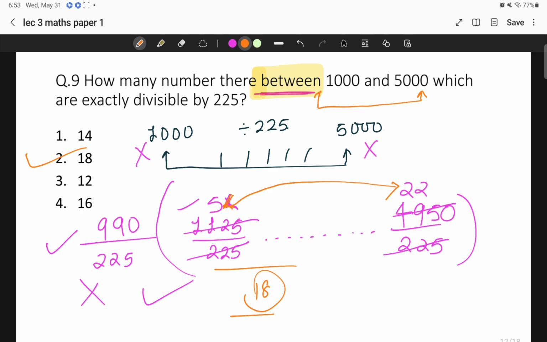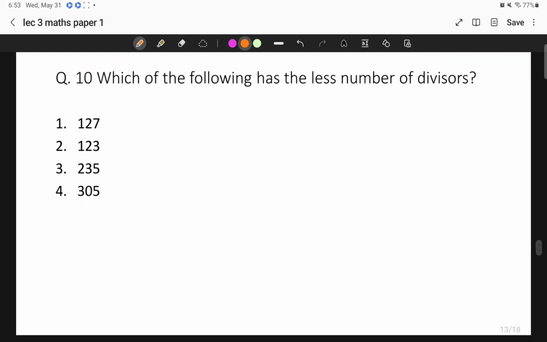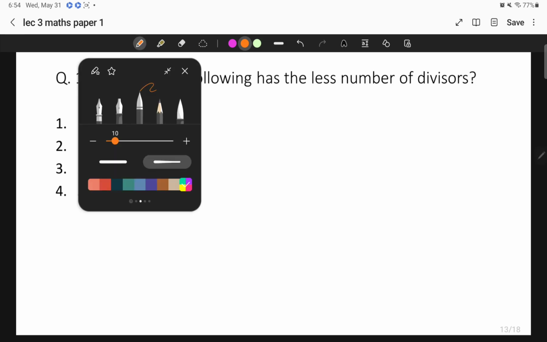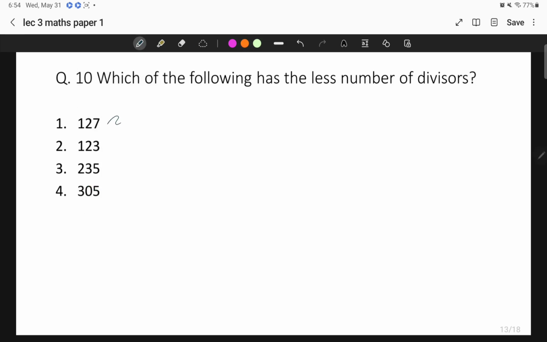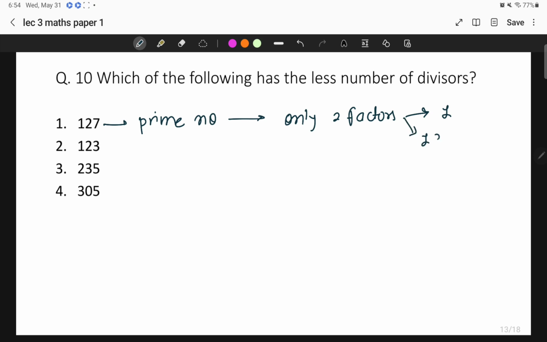Okay, moving on to the next question now. Which of the following has the least number of divisors? Let us see option-wise. The first option is 127. 127 is a prime number, and we know the definition of a prime number: a number having only two factors. The first factor is 1 and the second factor is the number itself, that is 127. So these are the only two factors for 127.